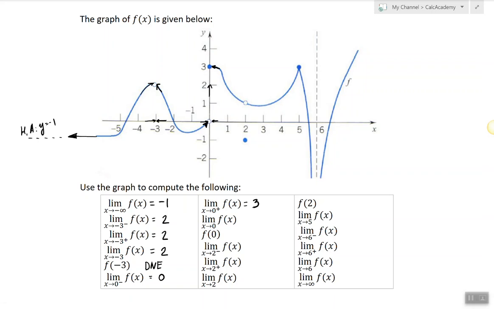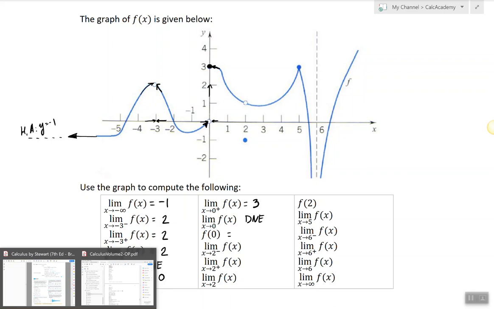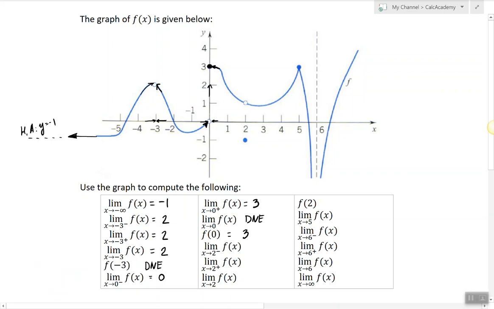What is the limit of the function as x approaches 0, regardless of the side? Well, this limit does not exist because the two one-sided limits do not match. What is the value of the function at 0? Well, according to the graph, the value of the function at 0 is 3. So again, the value of the function has nothing to do with the limit of the function as x approaches 0. We have seen an example where the value of the function does not exist, but the limit exists. This is an example where the function exists, but the limit doesn't exist.